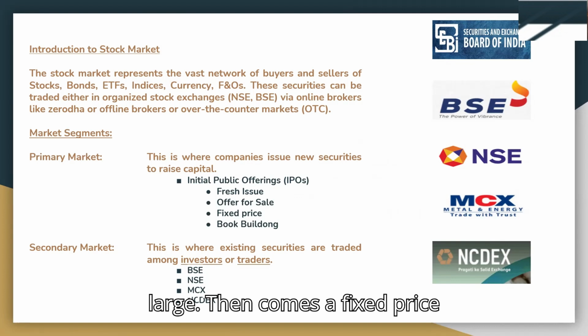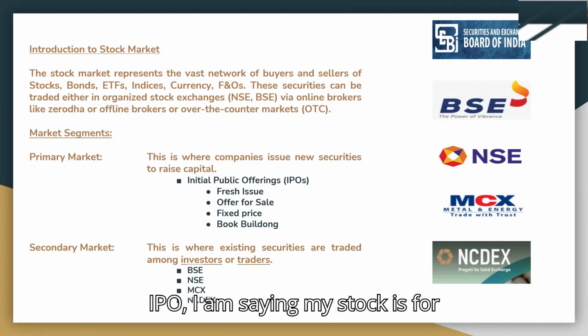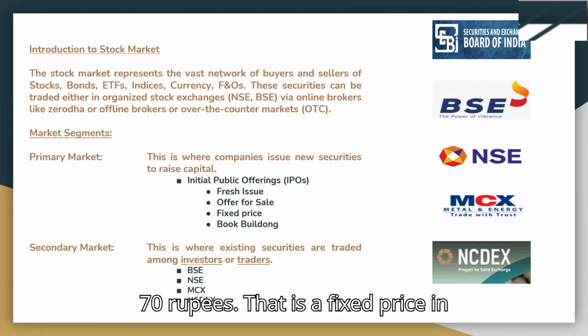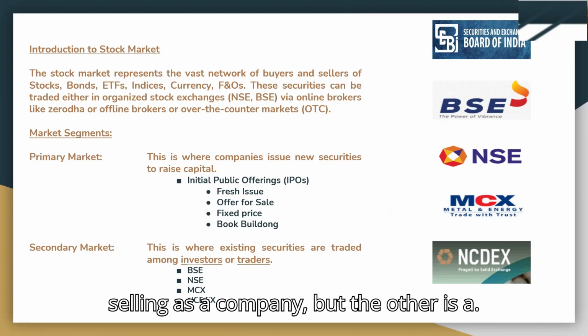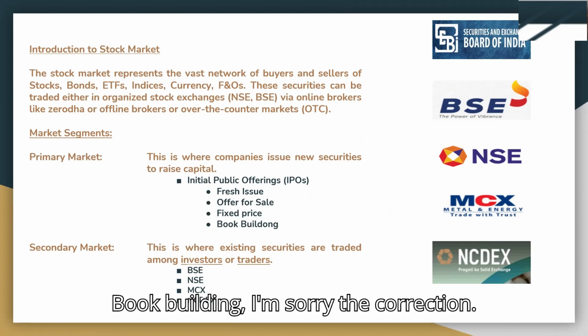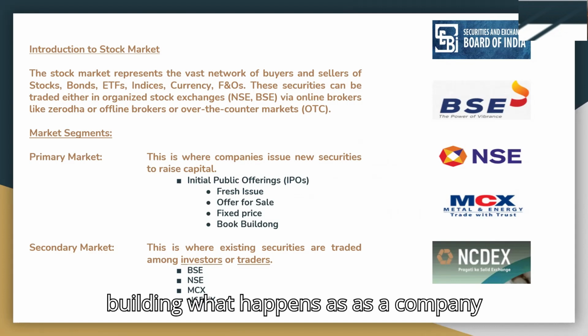Then comes a fixed price share. That means when I am raising an IPO, I am saying my stock is for 70 rupees. That is a fixed price. In advance, I fix the price when I am selling as a company. But the other is a book building. In book building, what happens?